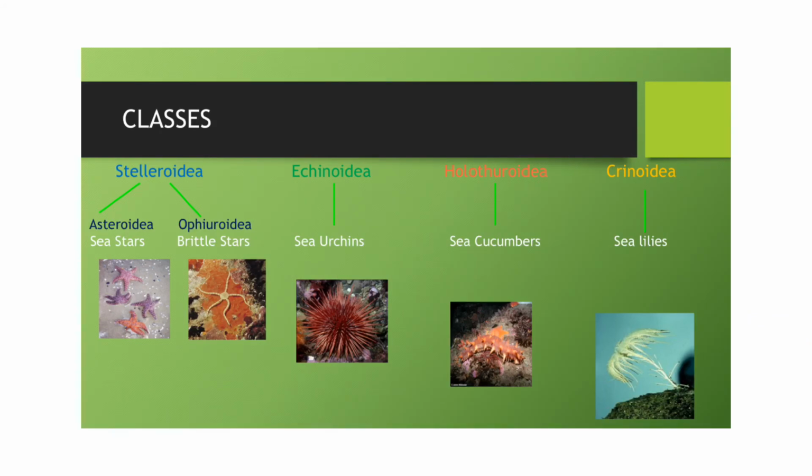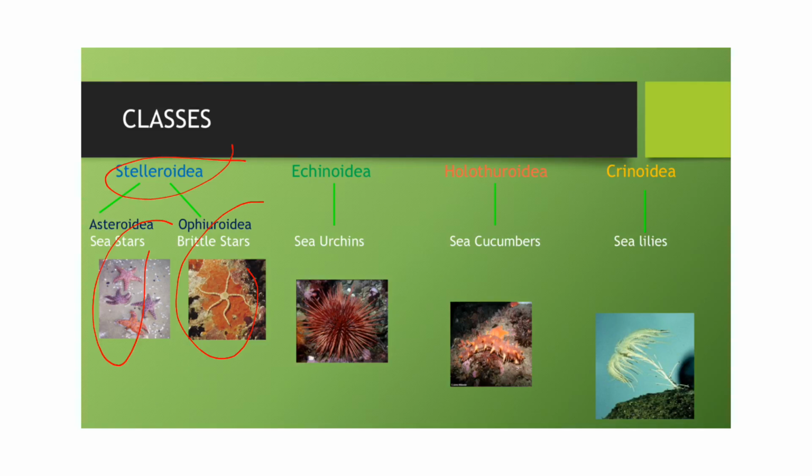So these are the classes in Echinodermata. The first one is Stelleroidea. I think this is one of the most common classes that we may have found, where the sea star and also the brittle star are. The sea star and brittle star are in the same class, but in different subclasses. The brittle stars have harder ossicles. That's why their body or their skeleton is harder than the starfish.